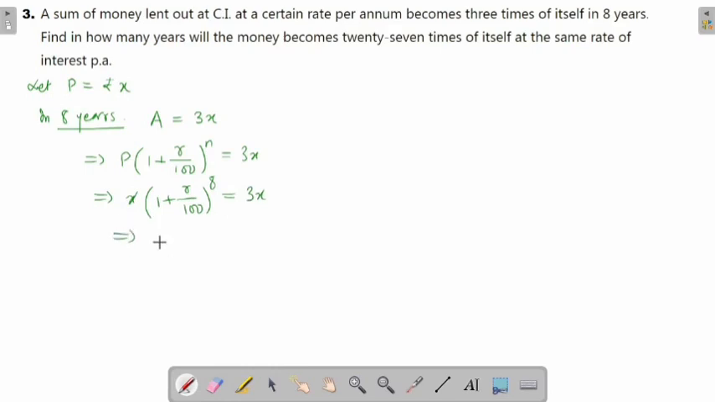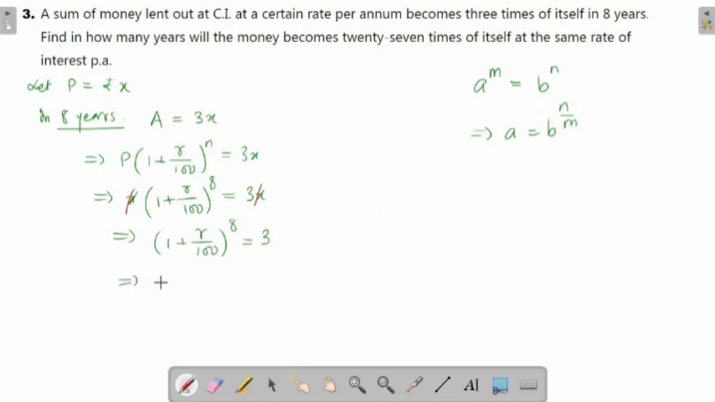So we have (1 plus r by 100) to the power 8 is equal to just 3. Let me show the cancellation using another color. Now here you must know one formula from laws of indices: a to the power m is equal to b to the power n can be written as a equals b to the power n by m. Remember this: when you bring this power to the other side, it goes to the denominator of the power.